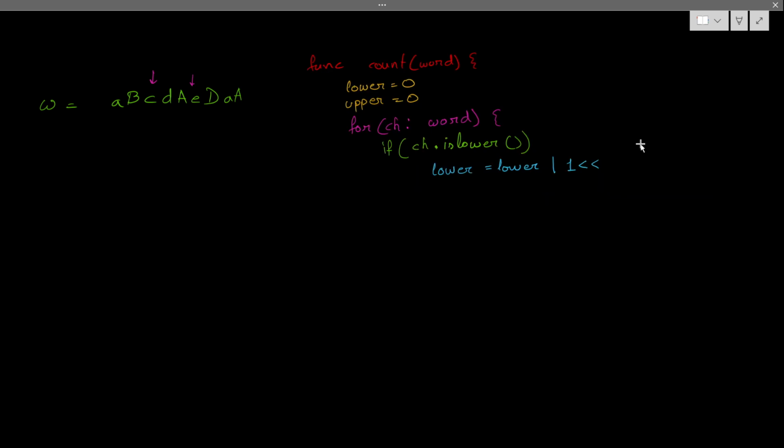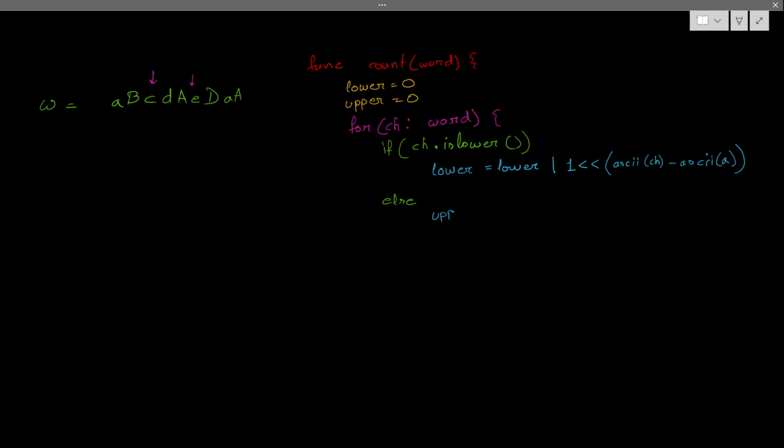Minus equals to ASCII of character minus ASCII of A. This I'll do simple, and else just opposite to the lower, nothing but upper.